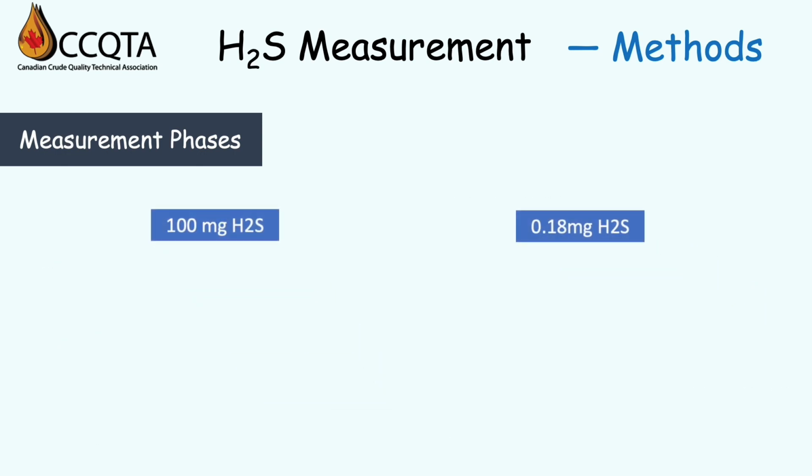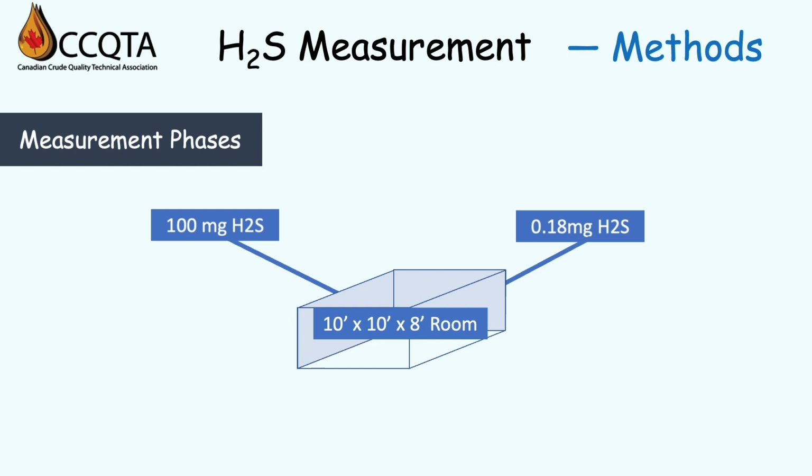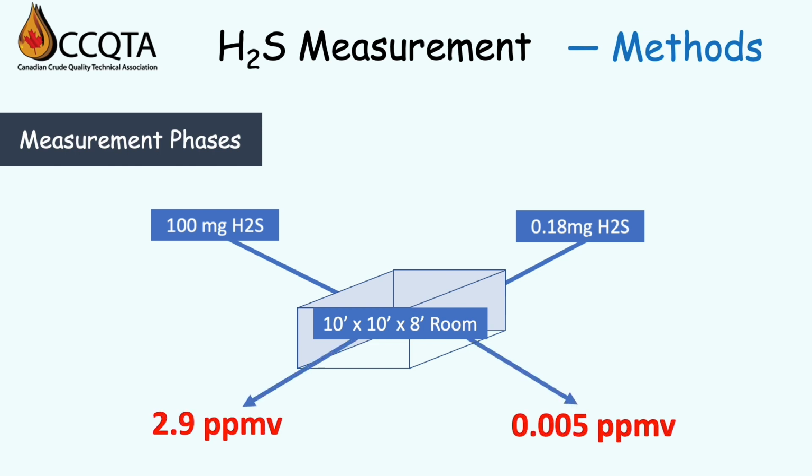Let's take those results and see what the impact on the ambient concentration would look like. Using the liquid phase measurement, we found 100 milligrams of H2S in our 1 kilogram of crude, and using the vapor phase measurement, we found 0.18 milligrams of H2S in our 1 kilogram of crude. Using those values, in the same 10 by 10 by 8 foot room we used previously, we see that the concentration of H2S in the room is 2.9 ppm and 0.005 ppm respectively. That is a significant difference. In this example, neither are dangerous concentrations, however it shows how the results could easily be misinterpreted. What I'm really trying to highlight is that those are obviously very different outcomes between the results when put into context.